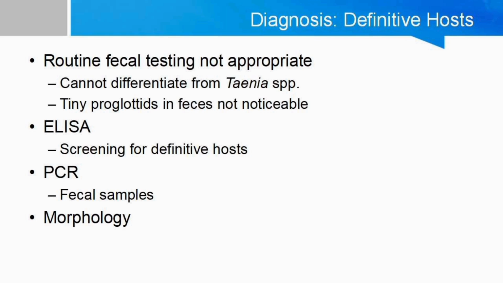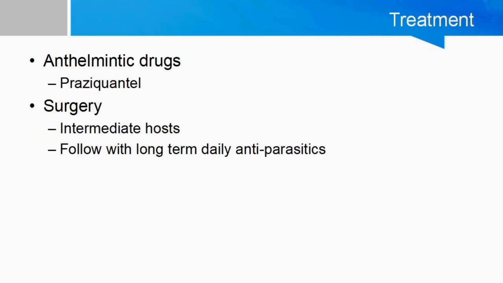ELISAs that detect Echinococcus antigens in fecal samples can be used to screen the definitive host. This assay can detect both pre-patent and patent infections. A PCR assay designed for fecal samples is mainly used to confirm the infection or to identify the eggs from the feces. In the definitive host, Echinococcus species can be treated with the anthelmintic drug praziquantel, which is effective against both juvenile and adult Echinococcus parasites.